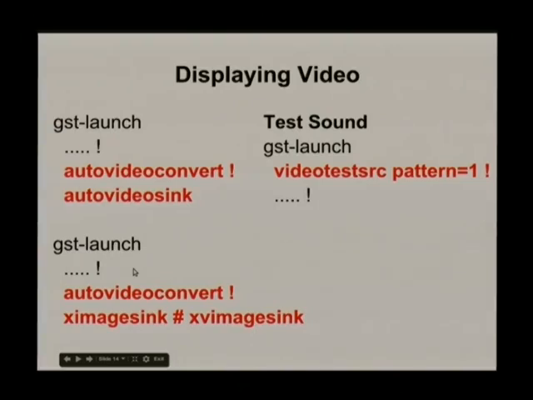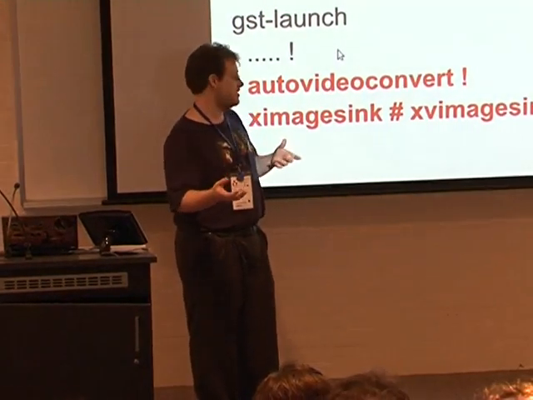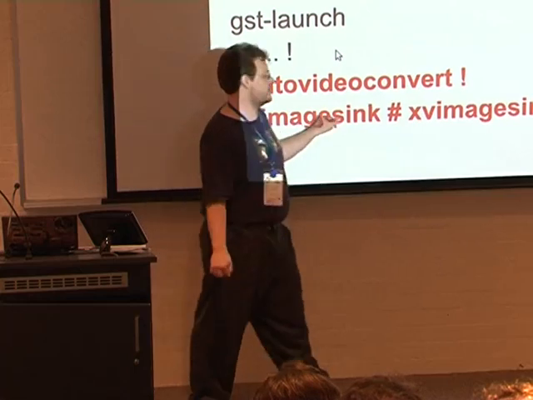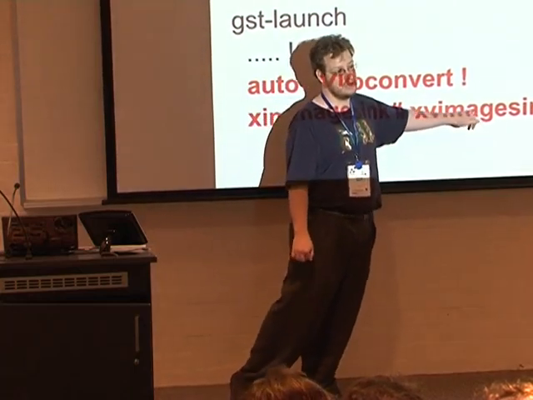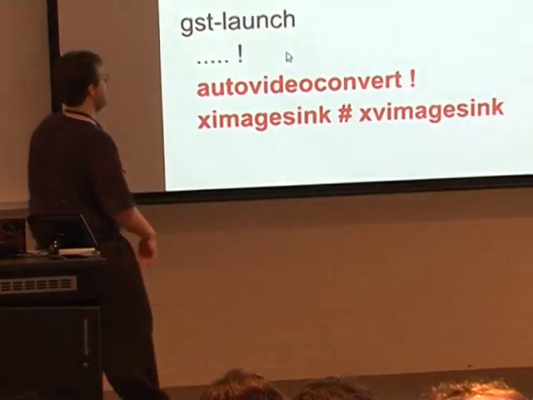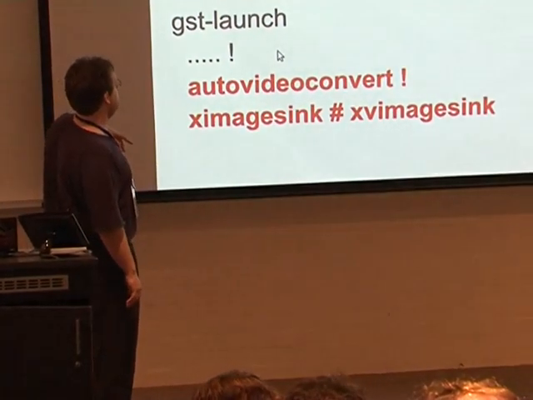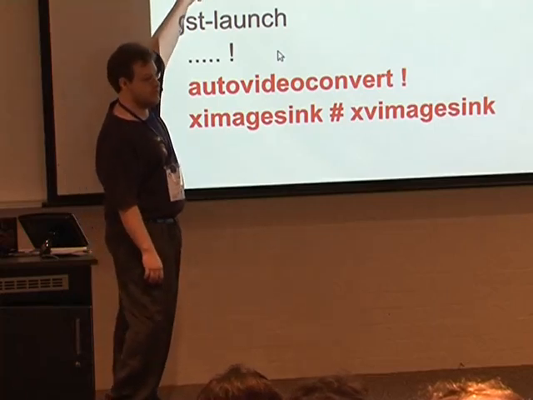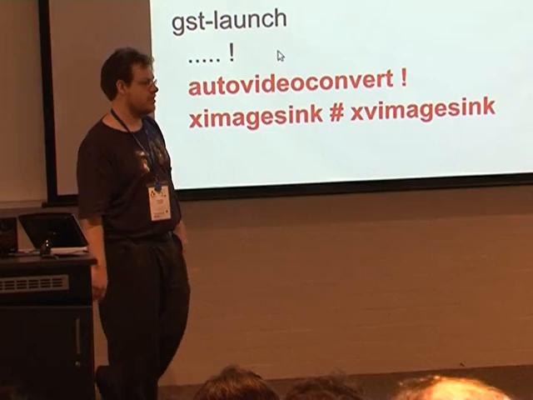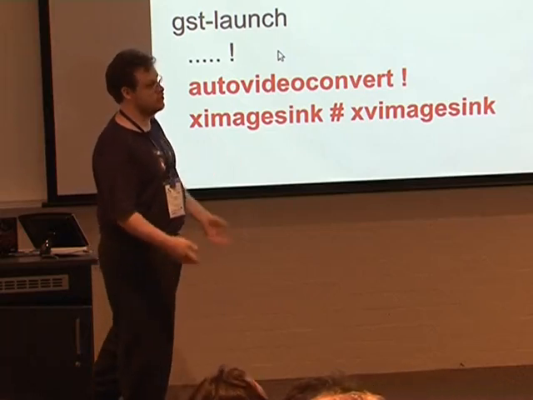Yep. So that was basically audio, but there's a whole other range of things called video. And again, you can see it's very, very similar. You basically need an auto video converter, which converts the video format into whatever format your system takes. And then you need something like an X image sync or a VXV image sync if your hardware's got special hardware to decode video. But again, that's all kind of painful, so you could just use an auto video sync, which will automatically detect if you're on X or you've got GL support or something and just choose the best one.